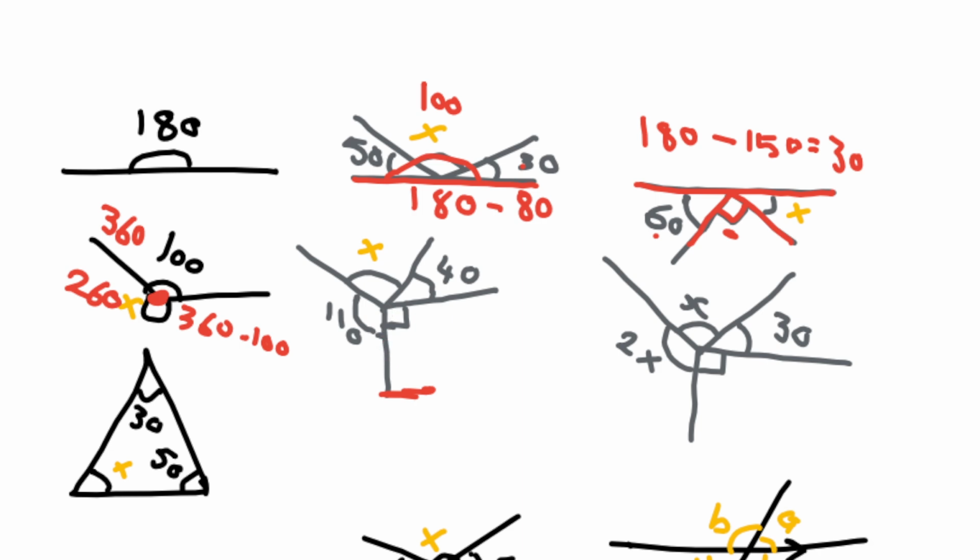Now let's look at this question here. There are 1, 2, 3, 4 angles that meet at this point. So these 4 angles should add up to 360. To find x, you will do 360 minus the sum of these angles. So it's 40 plus 90, which is 130, plus 110. It's 130 plus 110, so it's 240. Now, it's going to be 360 minus 240, which is 120. So x is 120.